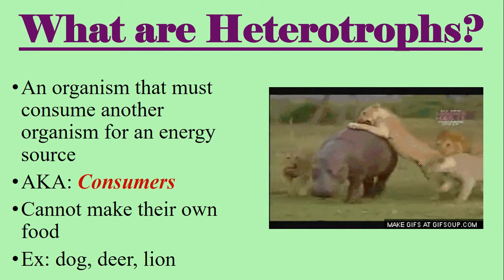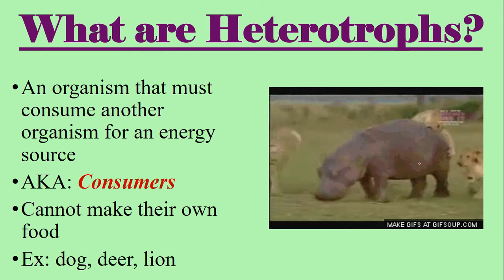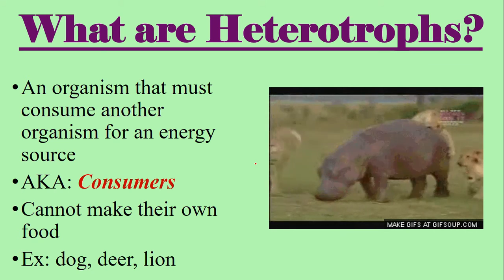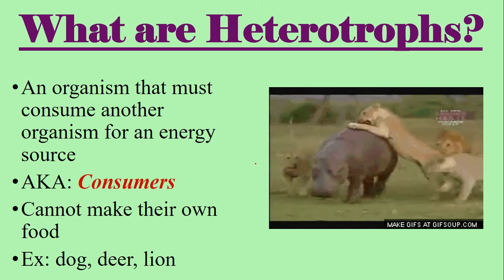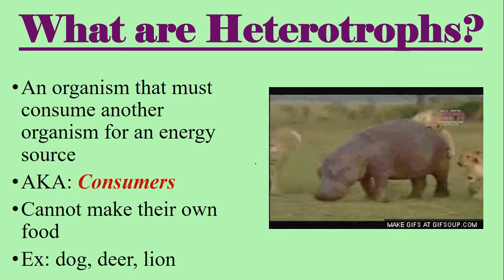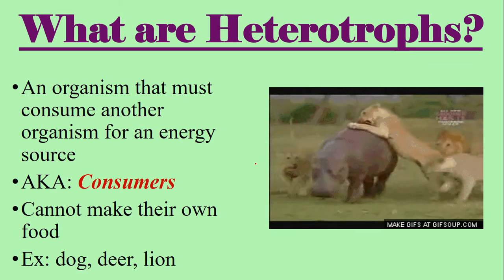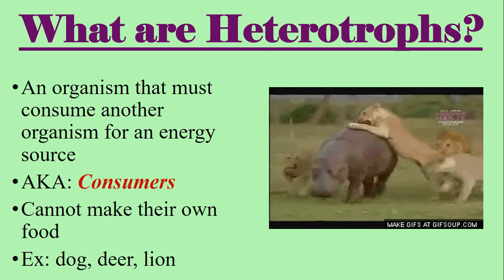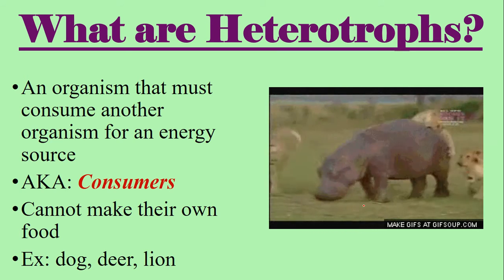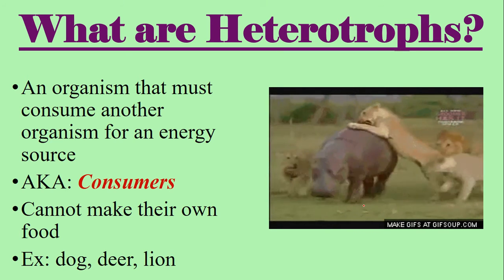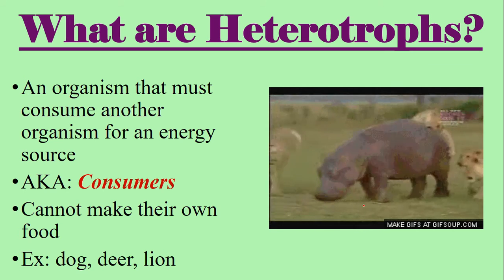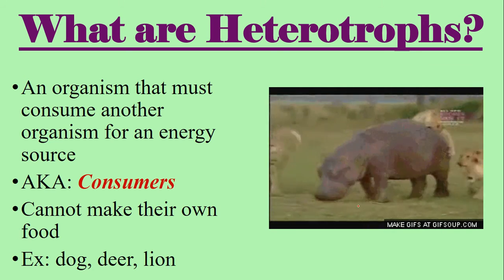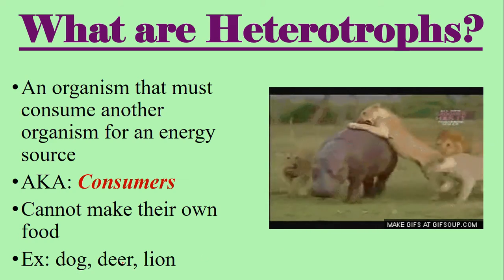Now, what are heterotrophs? Remember that you're either an autotroph or a heterotroph. Heterotrophs are organisms that must consume something else to get their energy. So we also call them consumers. They cannot make their own food, so they have to eat something else. They could be like these lions who are trying to eat the hippo, or like the hippo who eats plants, or even things that scavenge dead animals. Other ones are like dogs, deer, and lions.